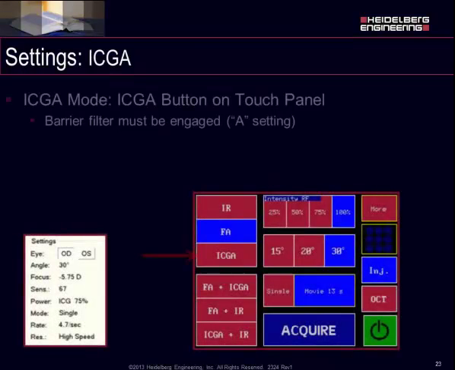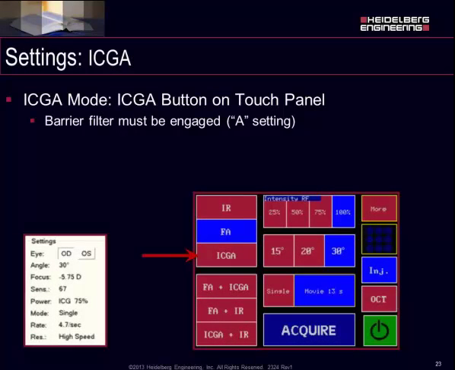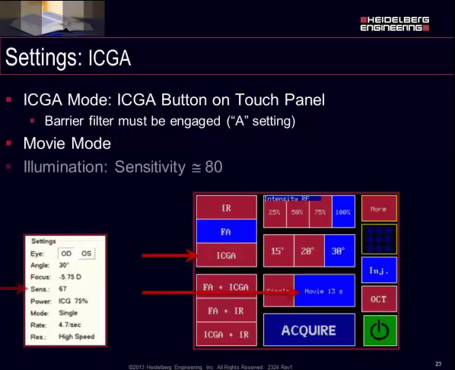The settings to do an ICG are very similar to the fluorescein. Number one, you want to make sure that the ICG button is selected. And again, if you do not see the option for your ICG, make sure you switch the filter wheel on the side of the camera to A. You want to make sure the movie button is selected. And again, just like the fluorescein, you want to make sure that the sensitivity is somewhere around 80.